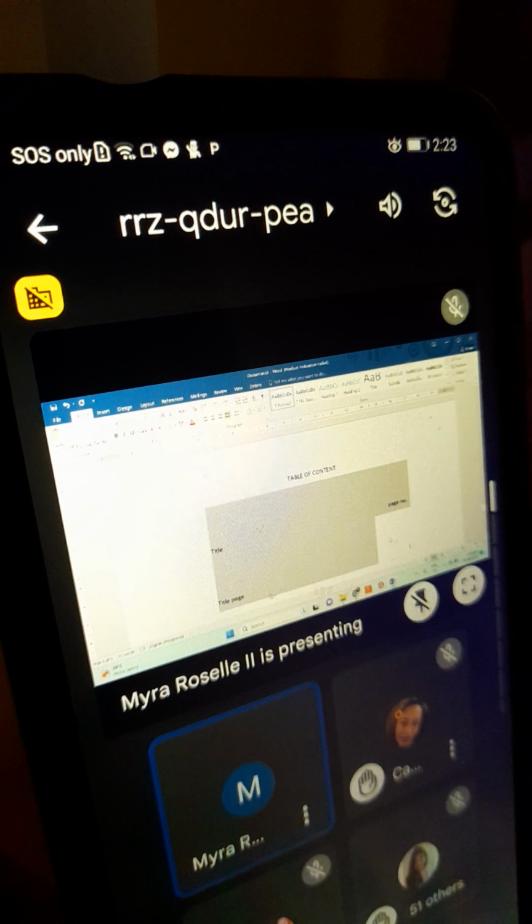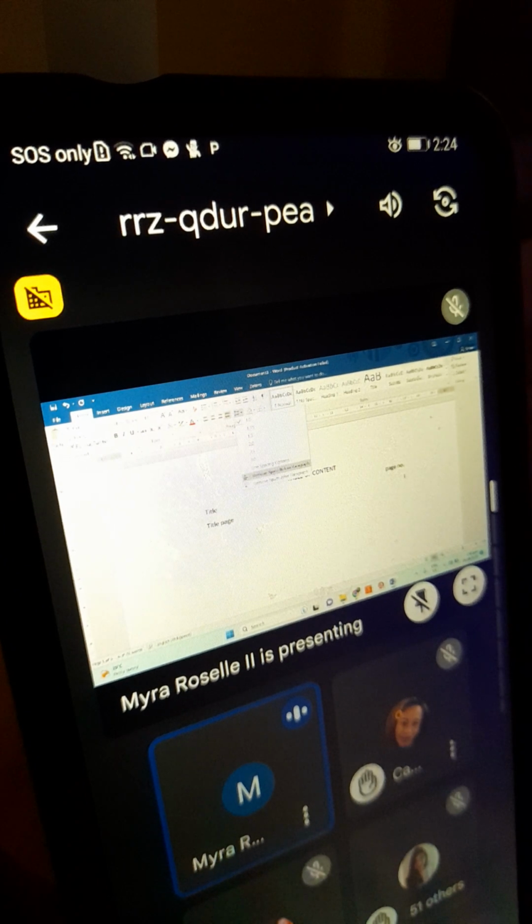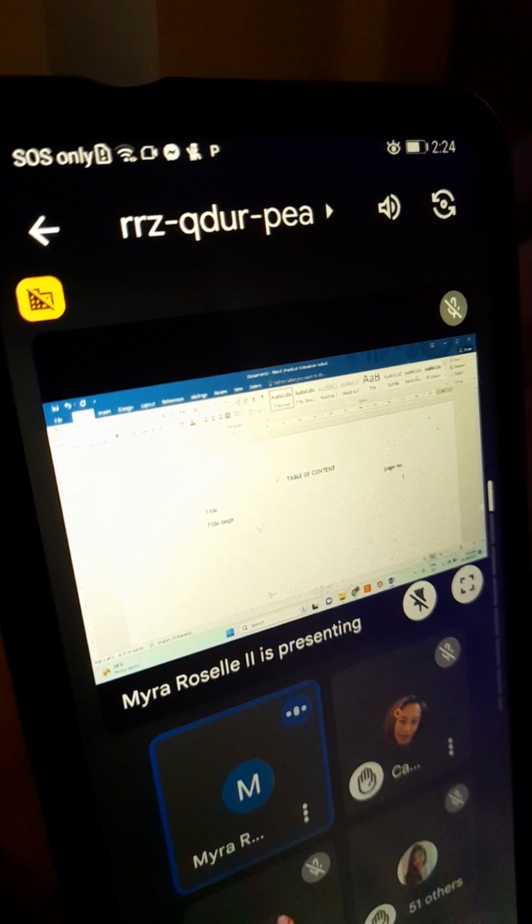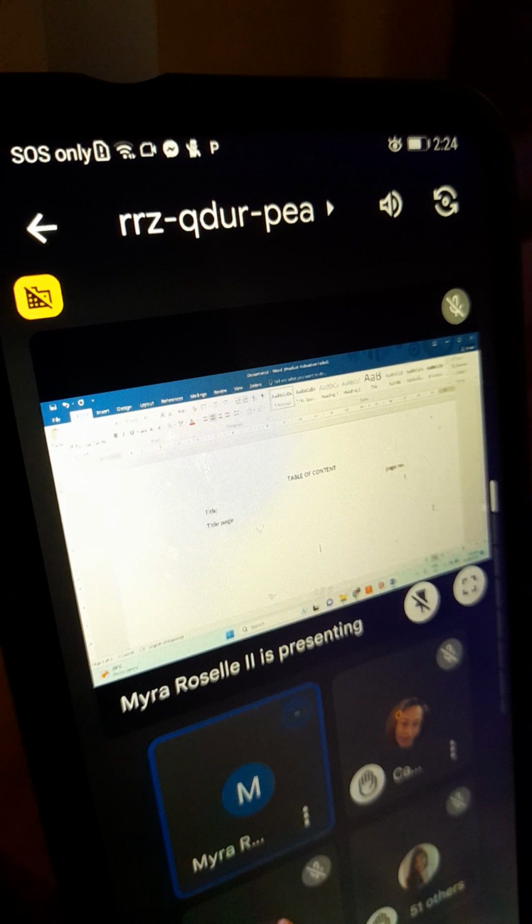Okay. Wait, i-adjust ni ako ang margin. Remove spaces before, after. Okay. Single space pa ni ha. Ayaw po mo pagka-double spacing. Okay. Adjust natin.